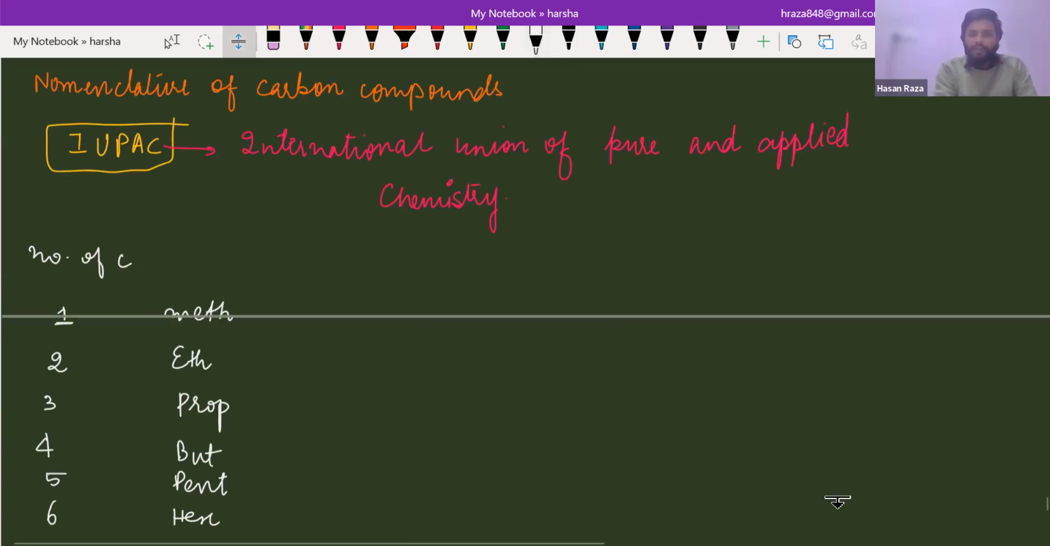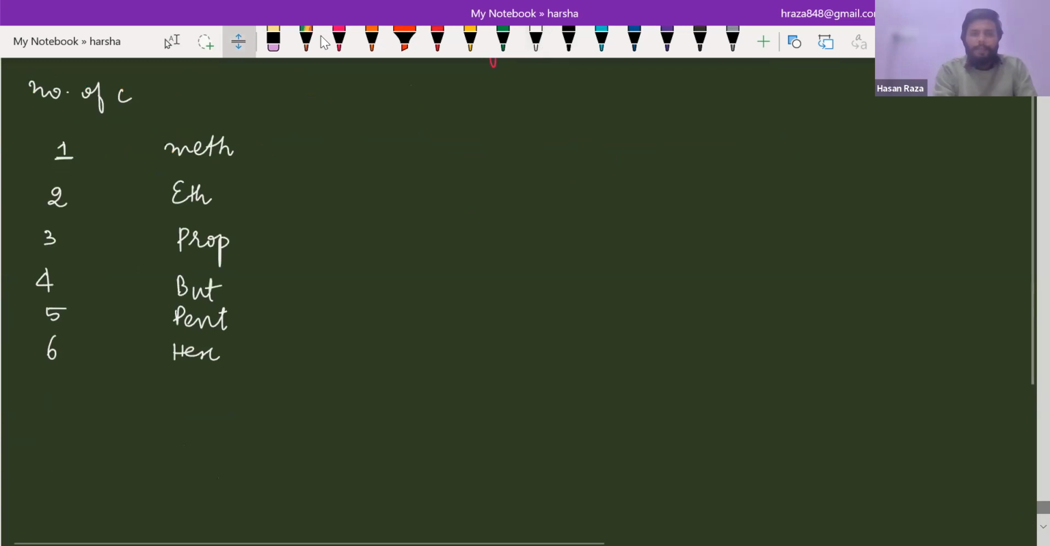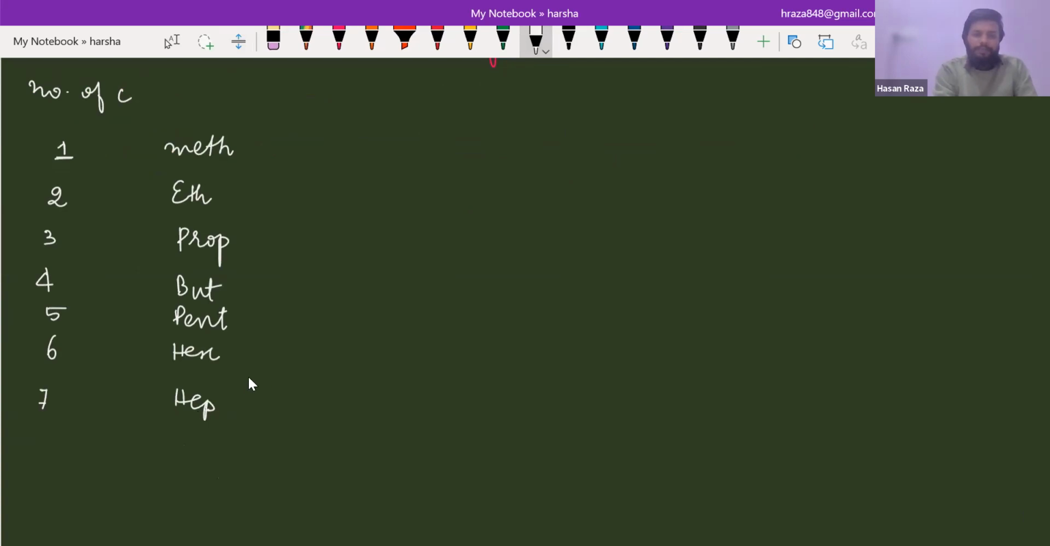If the number of carbon is 7, then we use hept. If the number of carbon is 8, we use oct, 9 is non, and 10 is dec. This is the basic thing you have to understand and learn. If there is only 1 carbon, then meth. If there are 2 carbons, then eth. If there are 3 carbons, then prop, but, pent, hex, hept, oct, non, and dec.